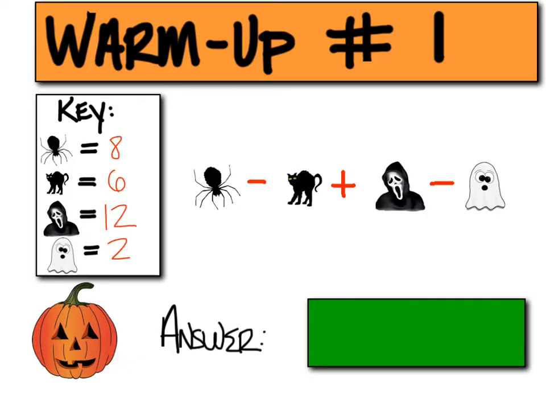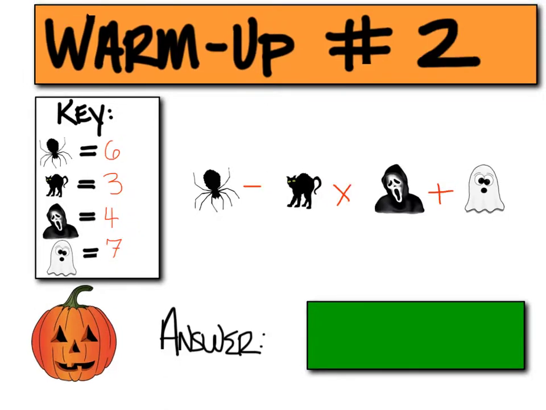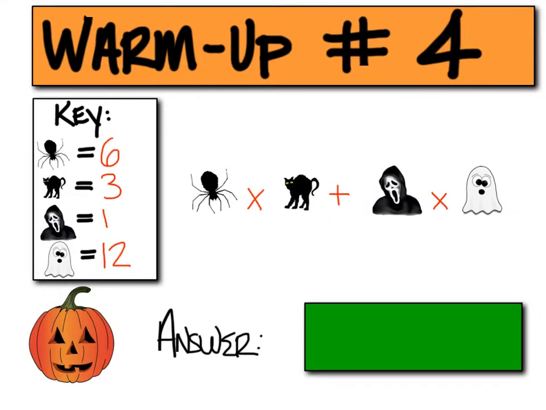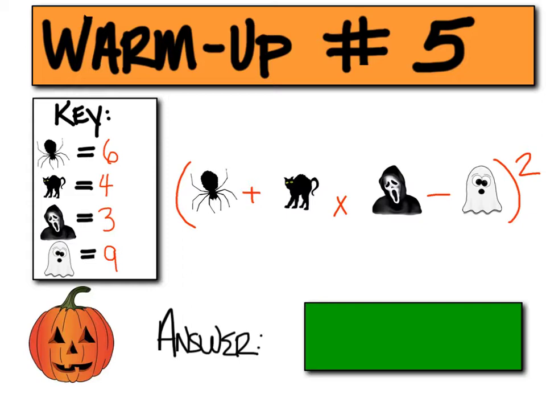Alright, warm-up problem number 1. Okay, answer for the warm-up problem is 12. Number 2. Alright, answer for this one is 1. Number 3. Alright, answer for this one is 40. Number 4. Alright, answer for this one is 30. Number 5. Alright, answer for this one is 81.